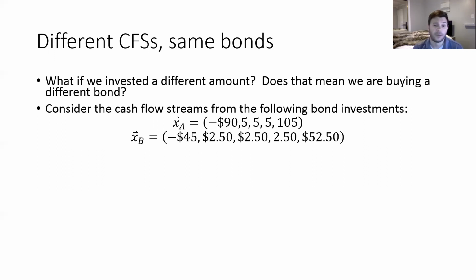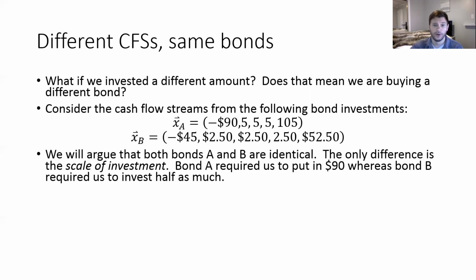Okay, however, it represents a different scale of that investment, right? In cash flow stream B, we've invested exactly half as much. I put in $45 instead of 90, and you'll notice what we get back from that bond is also half as much to represent the scale of our initial investment.